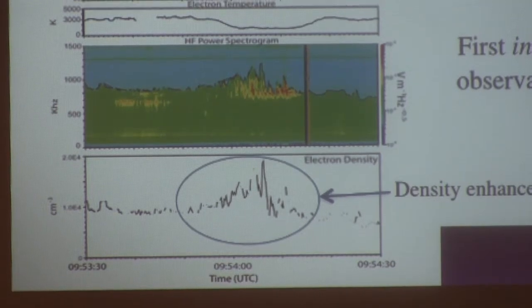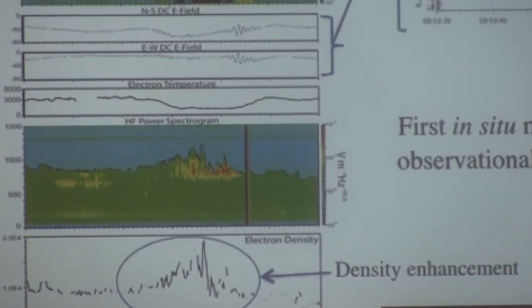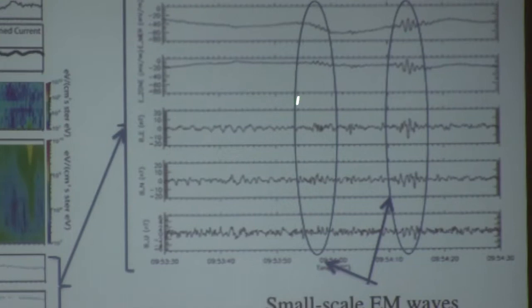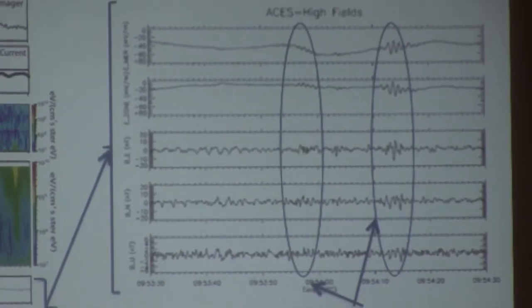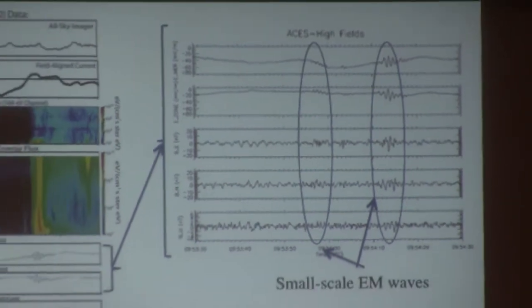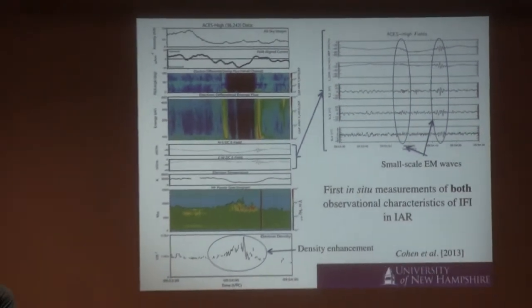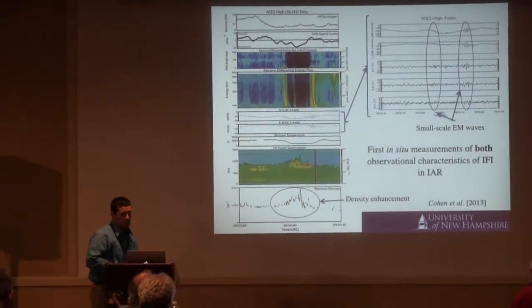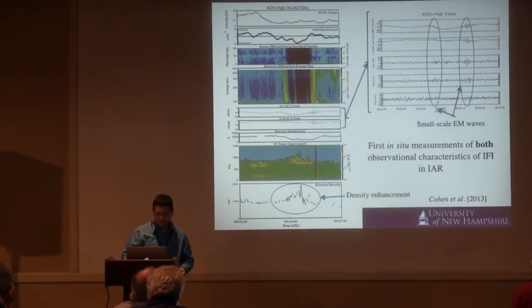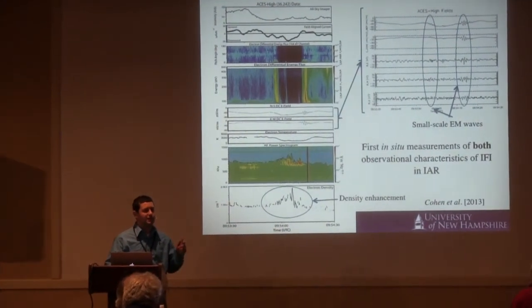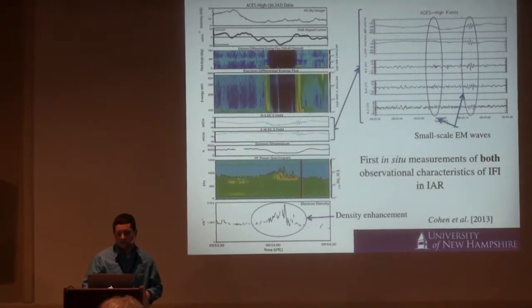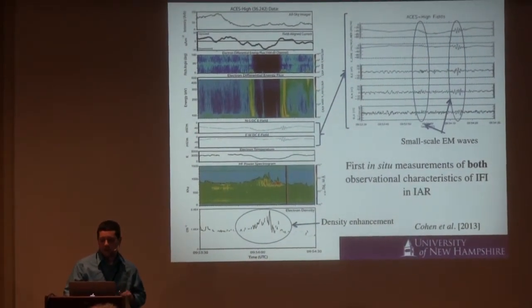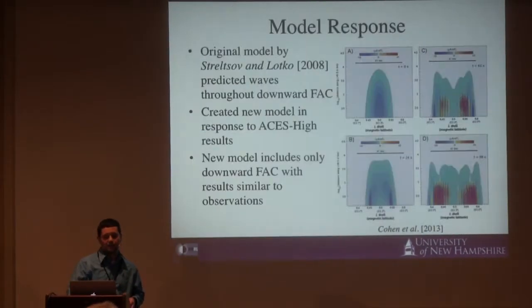And here we can see blown up in the fields, we've got those small-scale oscillations that we said were an observational characteristic. And we've also got a density enhancement, which makes sense if we did fly at an altitude that would be in that density enhancement from the plasma being evacuated upward at lower altitudes. So this was the first time that we were able to see in situ both characteristic observations of the IFI inside the Alfvénic resonator.